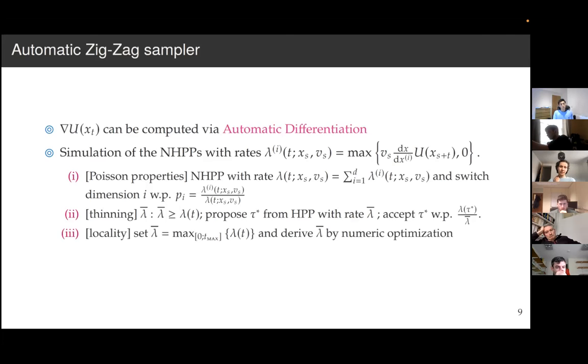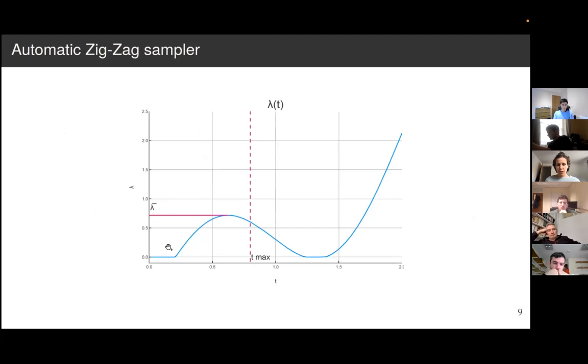The last thing that remains to do is finding this upper bound lambda bar. And what we propose to do is to exploit locality, to use a local upper bound lambda bar. Hence, we set a sort of tuning parameter T max. We look at the function lambda t between 0 and T max and find the lambda bar that is the maximum value of lambda t in this interval. We do this by numeric optimization. So we just run a numerical algorithm that finds this upper bound lambda bar here.